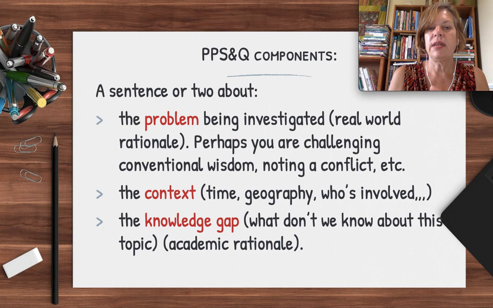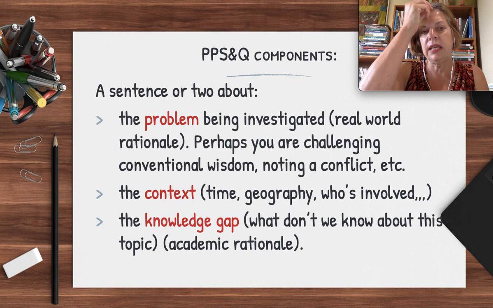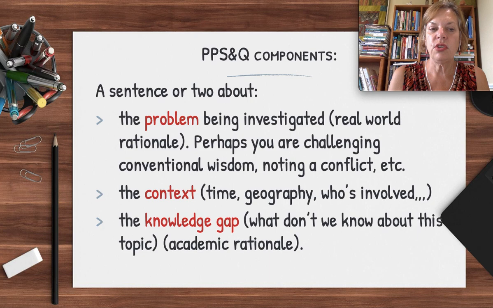So a sentence or two about the problem being investigated, and this is the real world rationale. If you've noticed a policy issue, or some kind of conflict, or you're challenging some kind of conventional wisdom, that would be the problem. Then a sentence or two around the context: the time, the geography, who's involved, what's involved, and the knowledge gap, what we don't know about this topic. And this is the academic rationale. So this is the need to do the research, because we're opening this gap that we don't know.